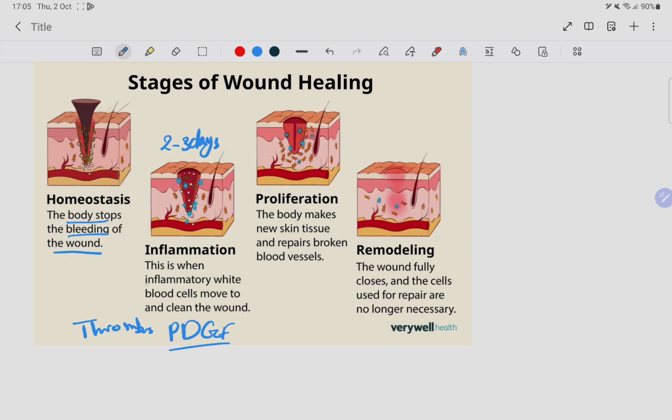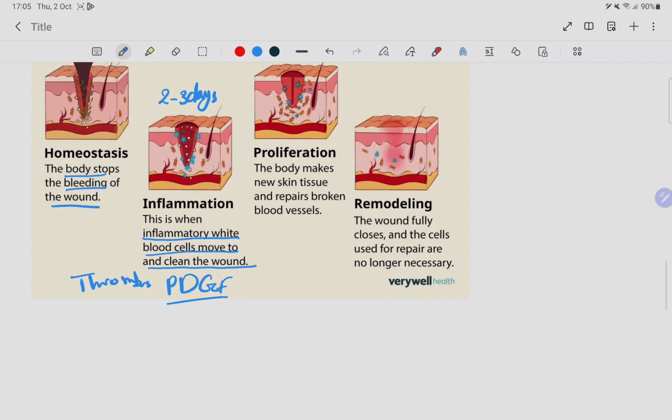As we see in this picture, in the inflammation the white blood cells move and clean the wound, and this is done by the release of growth factors. These growth factors allow polymorphonuclear and mononuclear cells to get into the wound. So let's talk about the functions of the mononuclear and the polymorphonuclear.